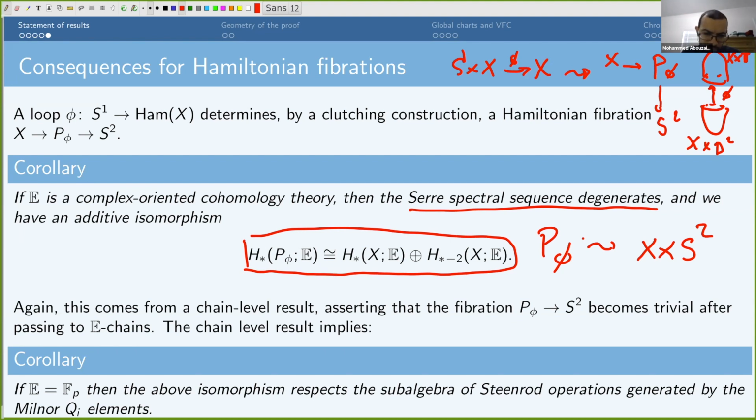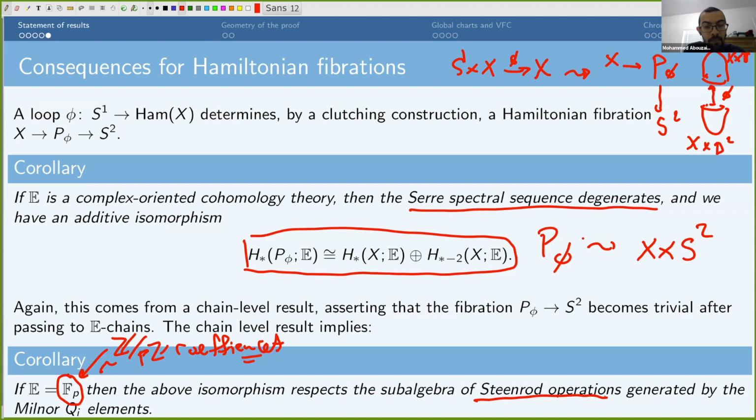The fact that you work on the chain level has non-trivial content, because it means, for example, that because we prove something for complex-oriented cohomology theories at the chain level, then when we reduce coefficients down to FP, I'm going to write Z mod PZ coefficients, I'm writing FP because I'm thinking about some multiplicative structure, the isomorphism that we have of ordinary homology with FP coefficients for this non-trivial fibration, the isomorphism between that and the one for the product respects some operations, some Steenrod operations.